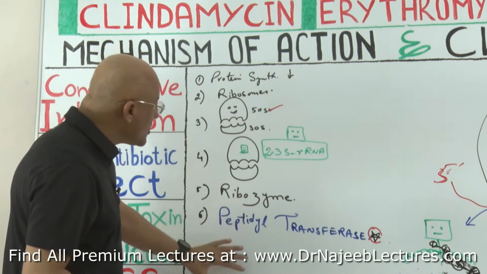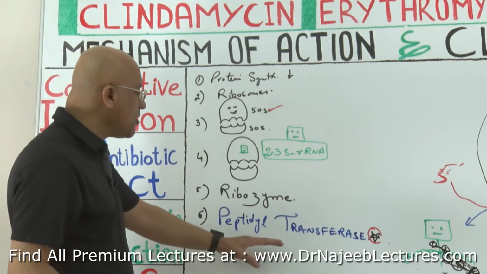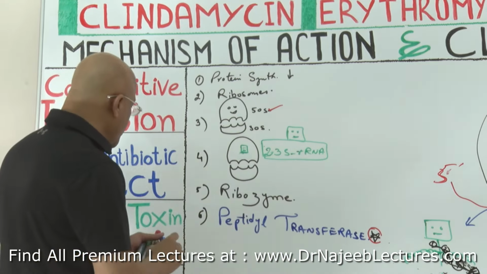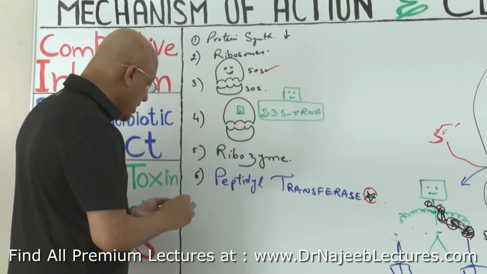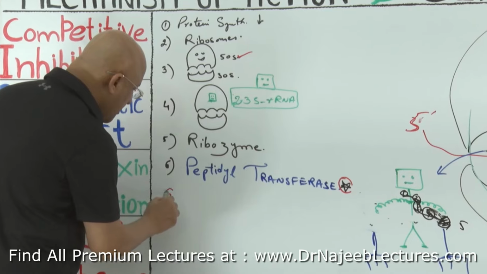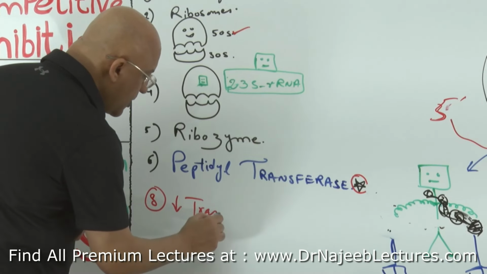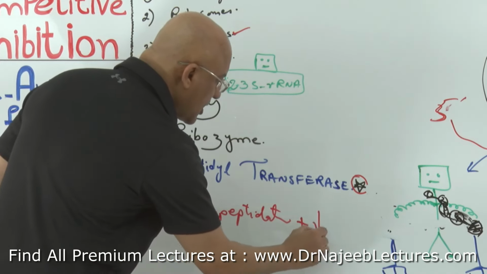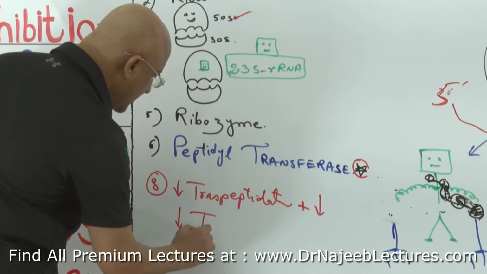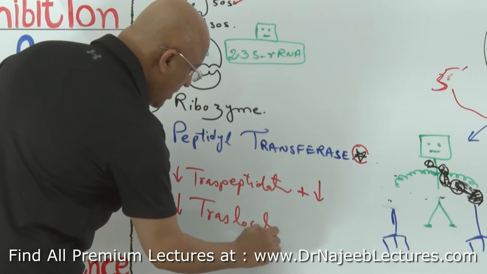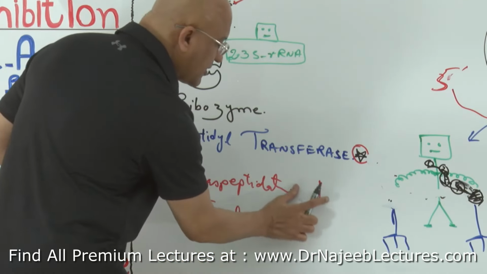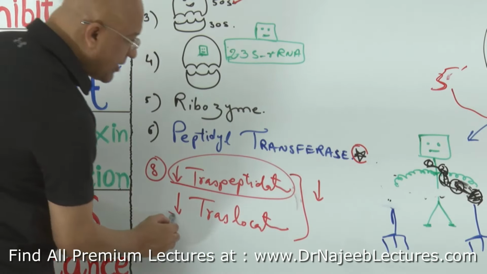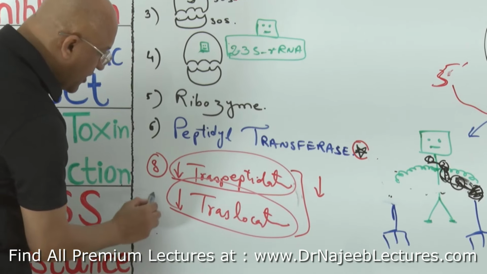Now, all of these drugs basically inhibit the function of peptidyl transferase primarily. So we can say they inhibit the common function, chain elongation. All of them eventually inhibit transpeptidation and translocation, right? Due to this, what will happen? What will be reduced eventually? If transpeptidation is reduced and translocation is reduced, that will result in what?